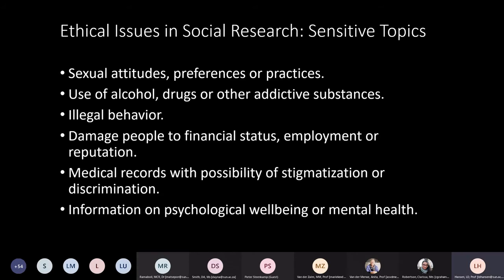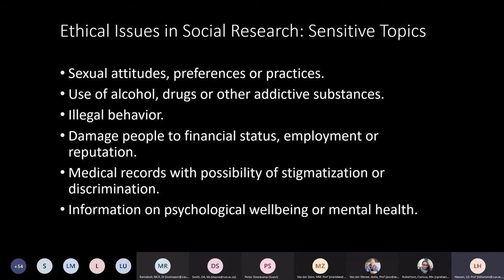Now, examples of such sensitive subjects that one finds in social research are, for instance, information related to sexual attitudes, preferences, and practices. That's immediately a red light that goes on for any reviewer. Information related to the use of alcohol, drugs, or addictive substances. Information related to illegal behavior. What are you to do if one of your participants admits to having perpetrated some crime?